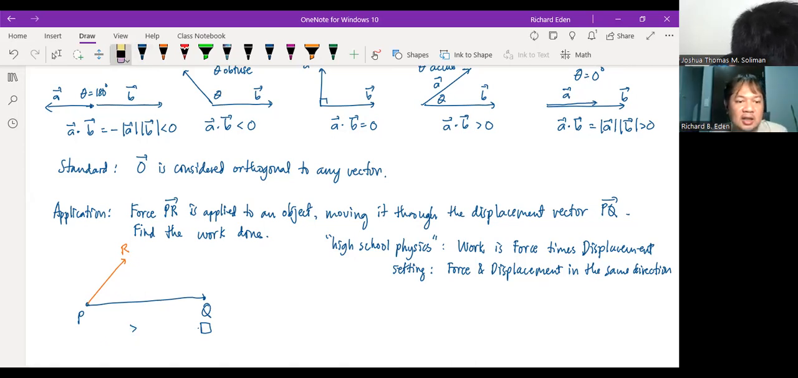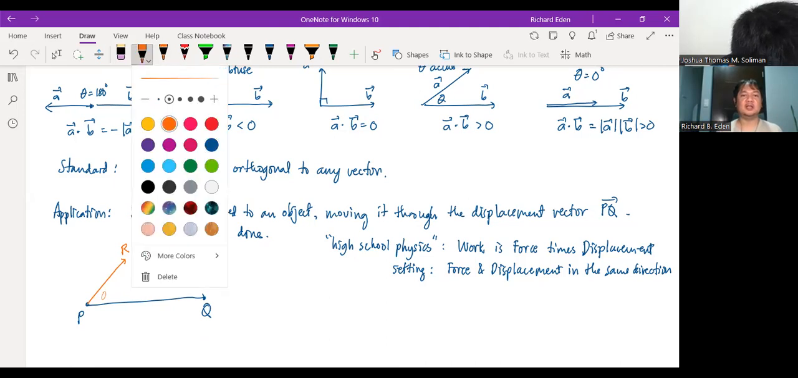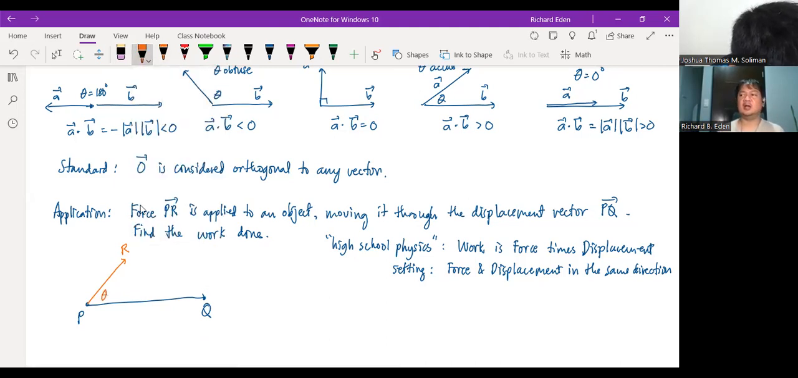Okay, but in a more general setting, the force applied doesn't have to be parallel to the displacement, and that's shown in the figure. The force PR might be inclined at an angle theta from the displacement vector. And when I was thinking about how that could happen, one thing I thought of was, let's say PQ is level ground, and then you have an object, and you're holding a string.